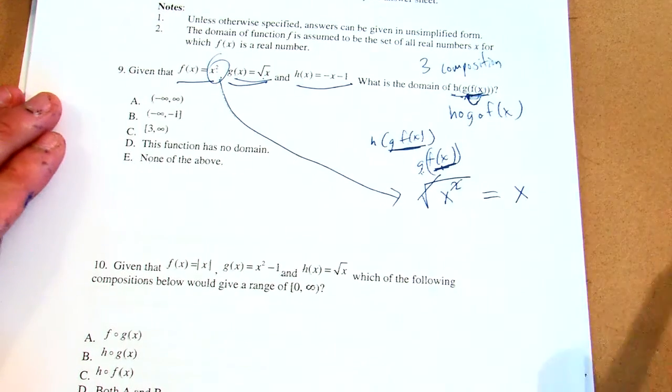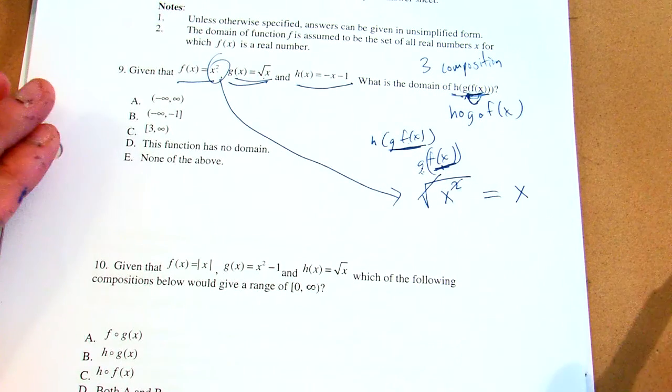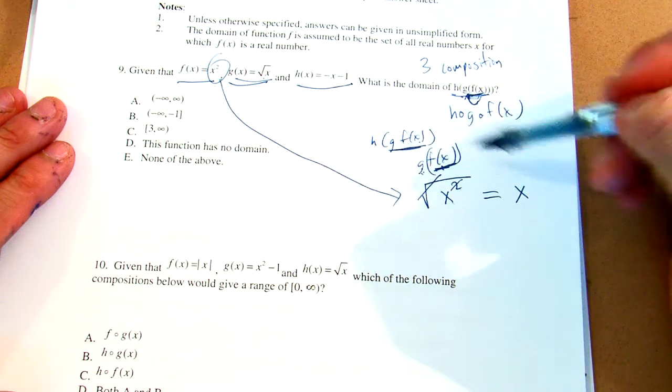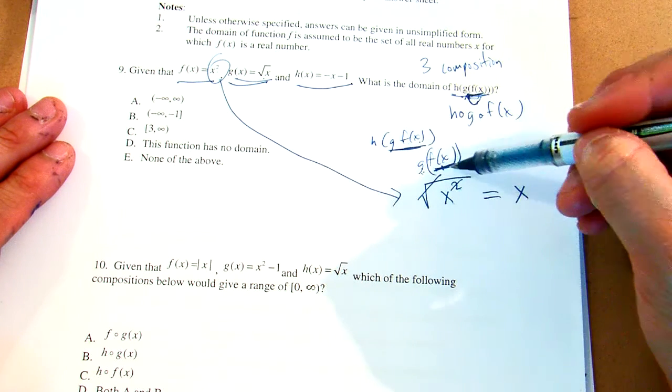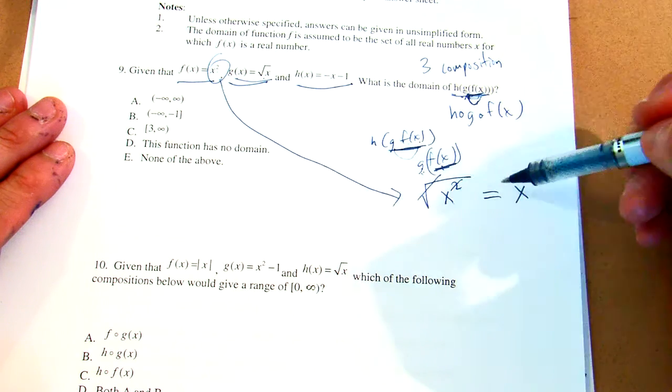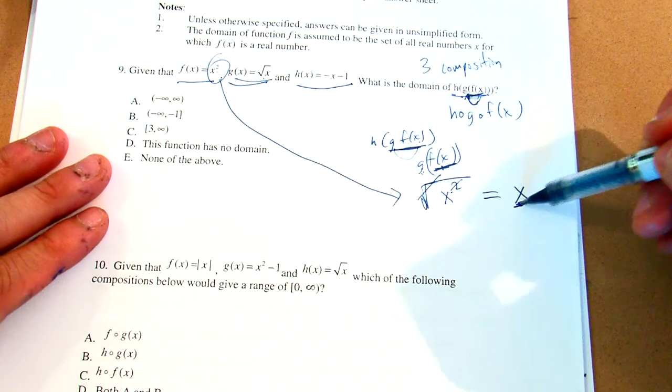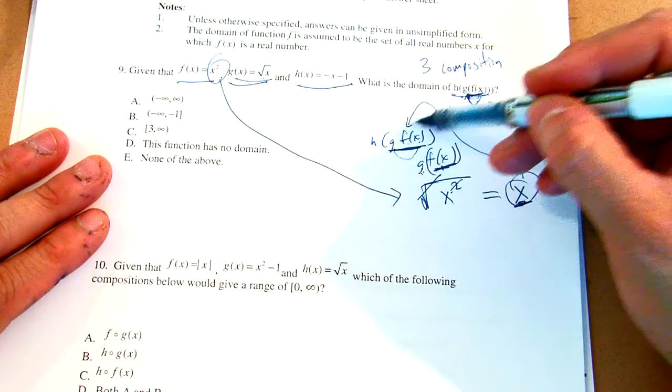Okay? So you want to simplify if you can. In this case, I can. So far, I have found the inside here. So I have found g of f of x. g of f of x is just what I get when I put f in g, which is just the square root of x squared, which is x. And now I'm going to put this inside of h.